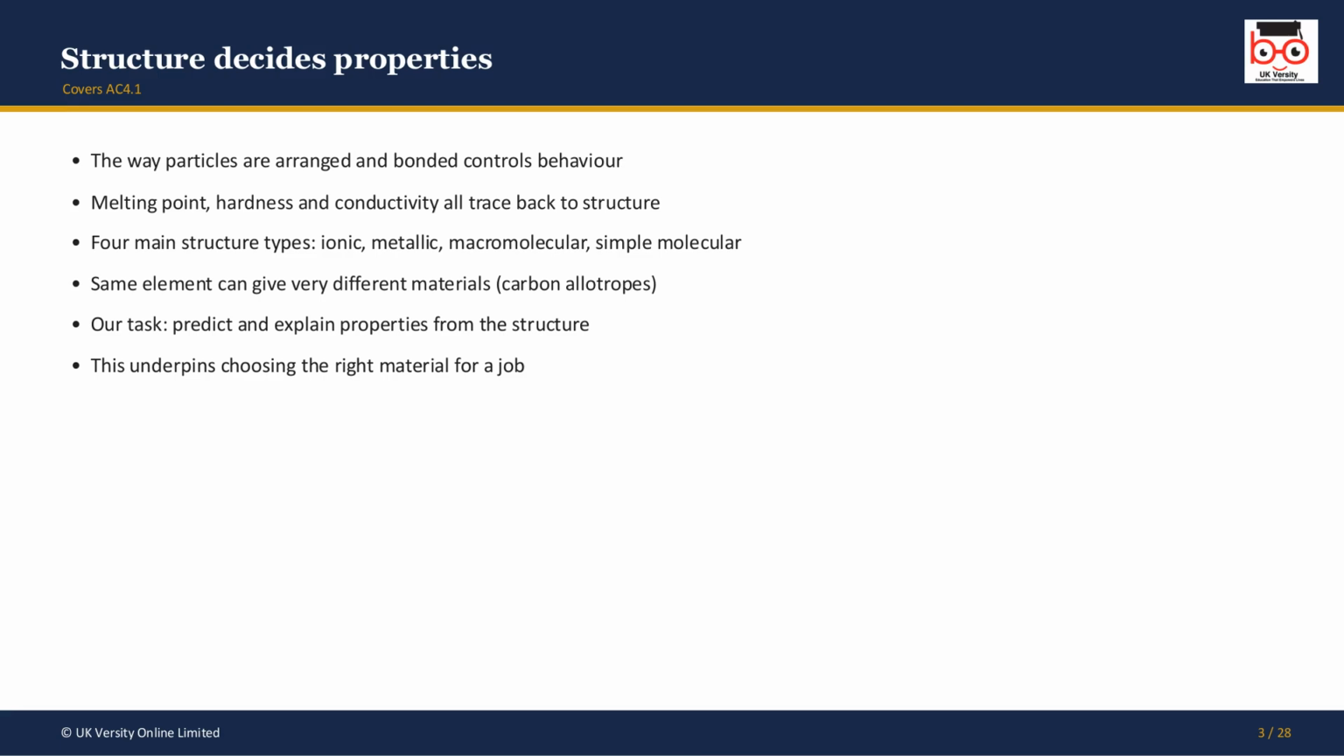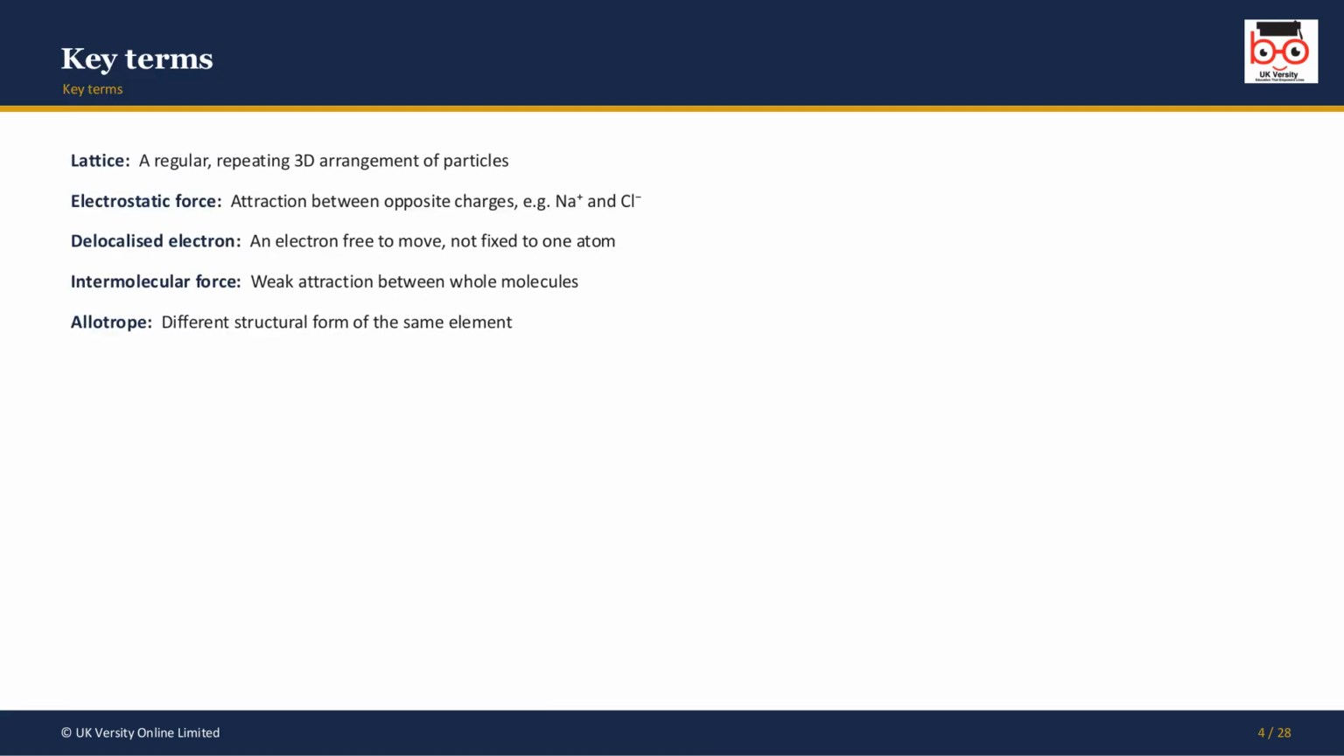Our job is to predict and explain properties from the structure, which is exactly how you choose the right material for a job. Some terms to have ready. A lattice is a regular, repeating, three-dimensional arrangement of particles. An electrostatic force is the attraction between opposite charges, such as a sodium ion and a chloride ion. A delocalized electron is one that's free to move, not fixed to a single atom. An intermolecular force is a weak attraction between whole molecules. And an allotrope is a different structural form of the same element.